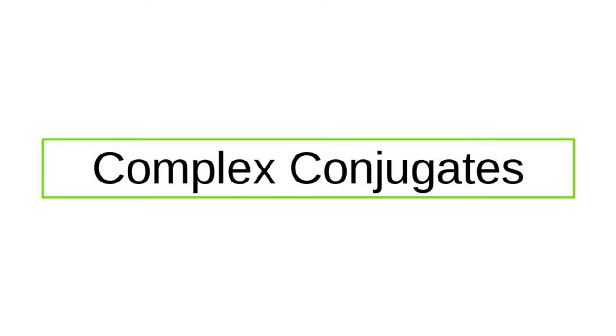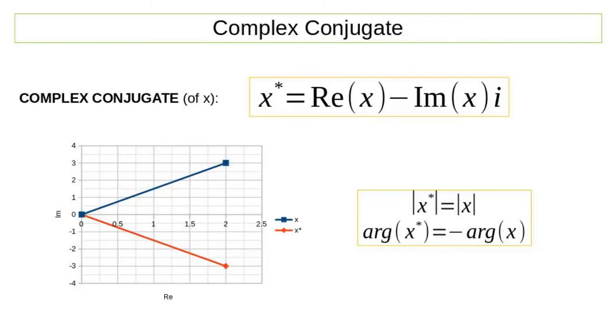In this section we will see how to calculate the conjugate of a complex number. The conjugate of a complex number x, indicated as x star, is defined as a complex number which has the same real part of x, and the imaginary part equal to minus the imaginary part of x. So, the absolute value of the conjugate of x is equal to the absolute value of x, and the argument of the conjugate of x is equal to minus the argument of x.